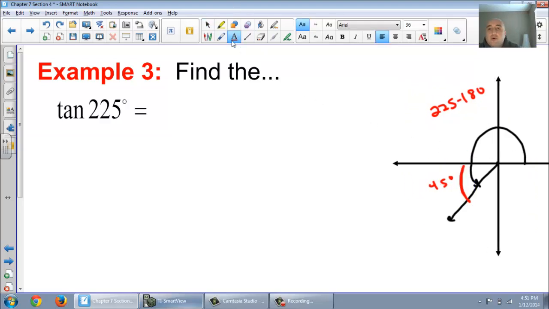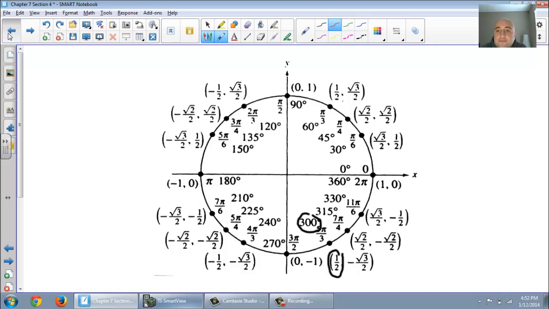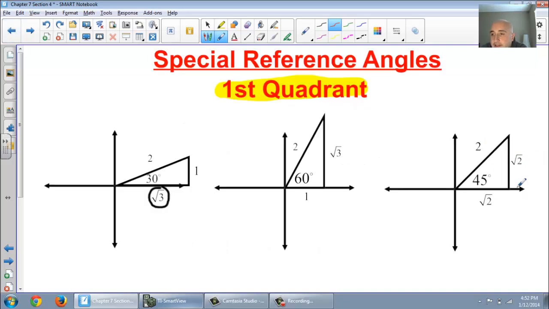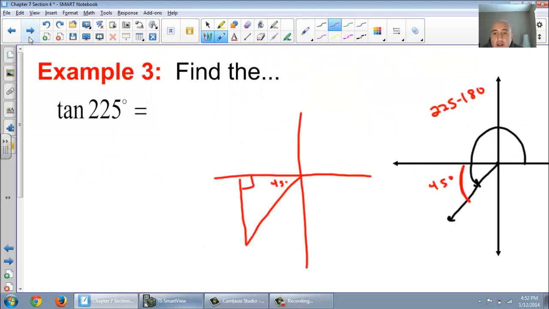All right, so I have a 45-degree triangle in the third quadrant. So I'm going to draw a right triangle. So 45 here, and let's look at our triangles. Notice my x and my y are both square root of 2. We just have to make sure we get our signs right. We went to the left, so it should be negative square root of 2. We are going down, so it should be negative square root of 2. And remember, hypotenuse is always 2.